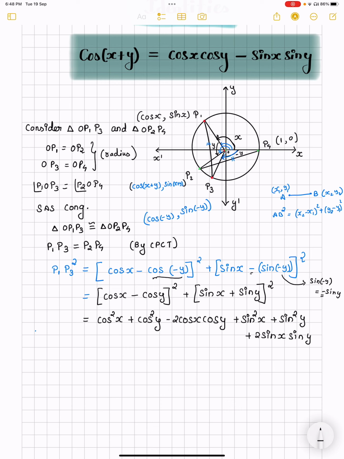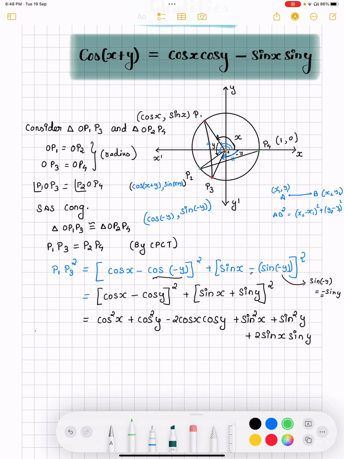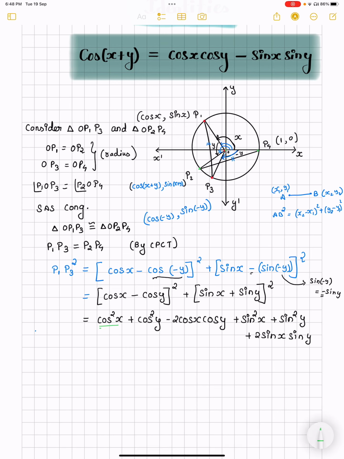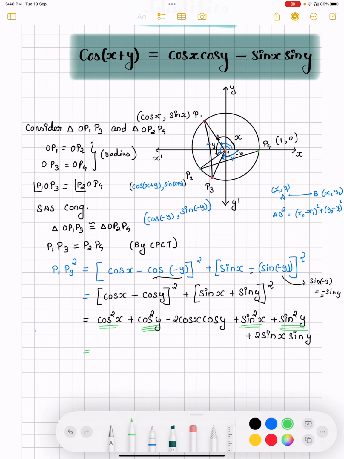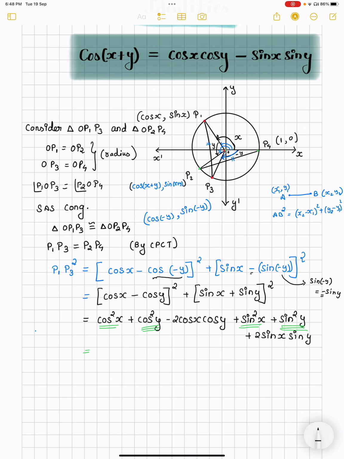Great. Now, if you just observe, we have cos square x and then sine square x. Both when I add sine square plus cos square, it's going to be 1. Okay. And then we have cos square y and then sine square y. When I add these two, I would be getting 1. So now let me do the changes.